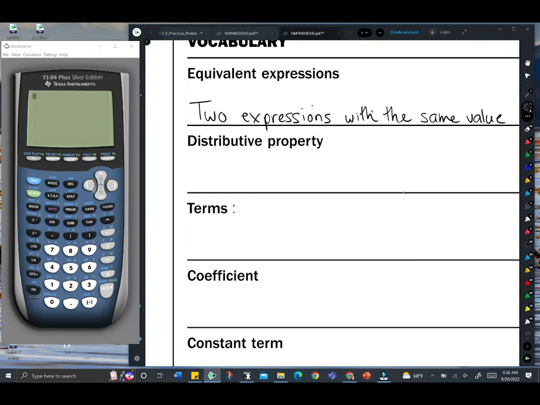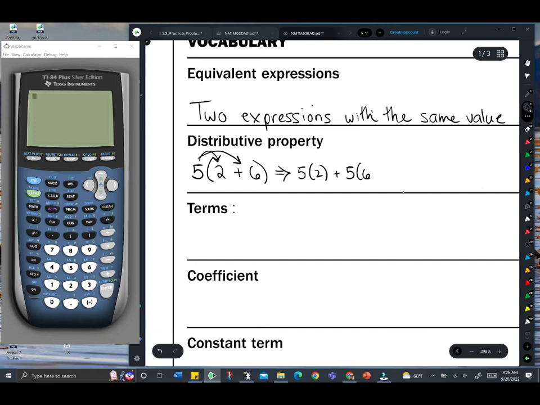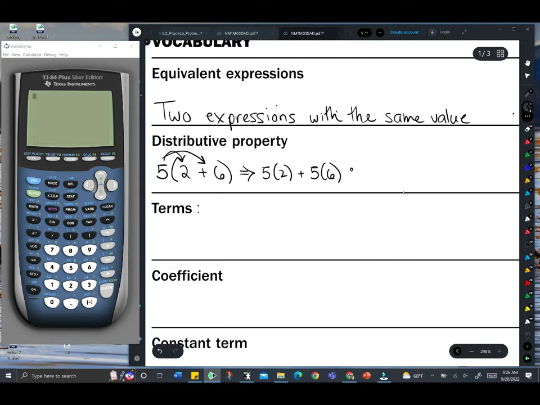The distributive property takes multiplication and distributes it to parentheses. For example, if we had 5 times 2 plus 6, we can use the distributive property to take 5 times 2 and distribute it to plus 5 times 6. Okay, that's what we're doing. We're distributing.